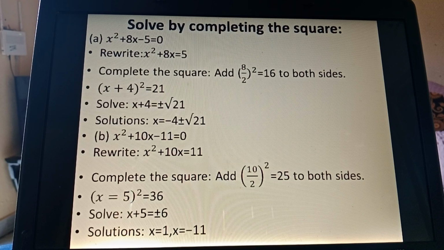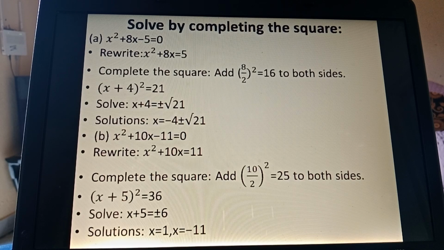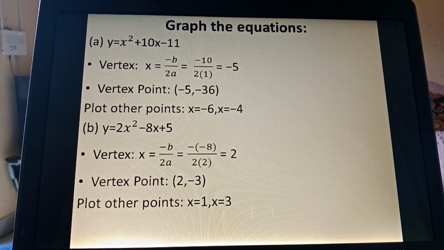b, x squared plus 10x minus 11 is 0. Rewrite: x squared plus 10x is equal to 11. Complete the square: you add half the coefficient of x, squared, which gives you 25, to both sides, and you have (x plus 5) squared equals 36. Find the square root of both sides. x plus 5 is equal to plus or minus 6. Solutions are x equals 1, x is equal to negative 11.